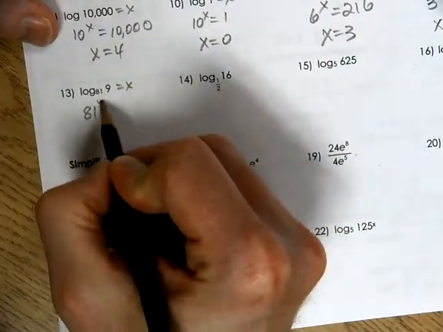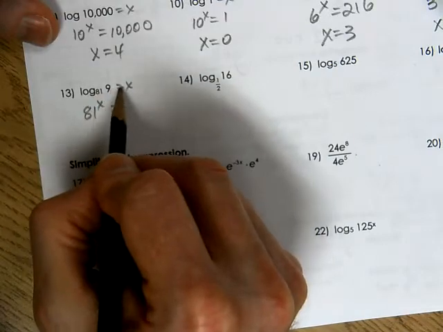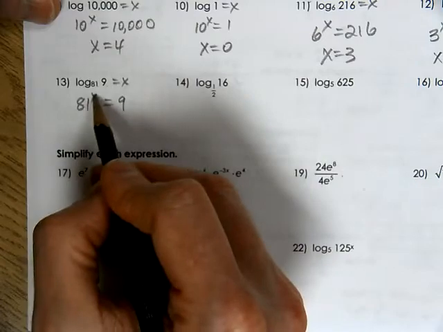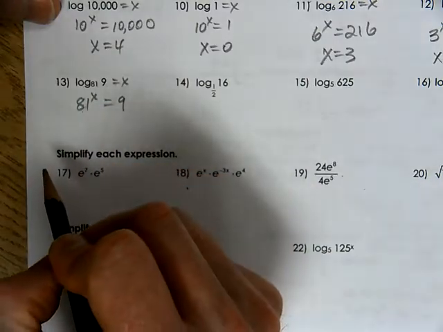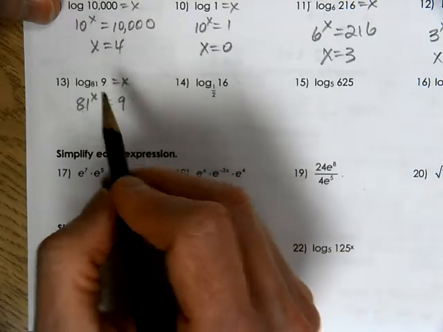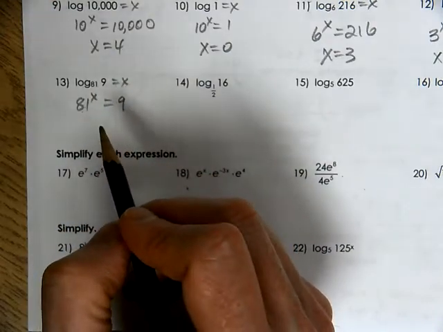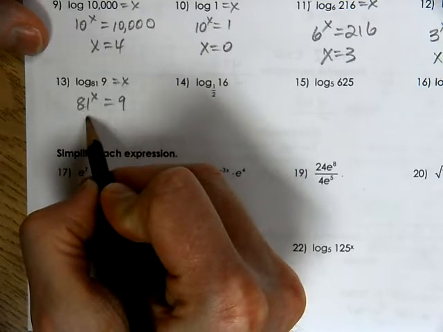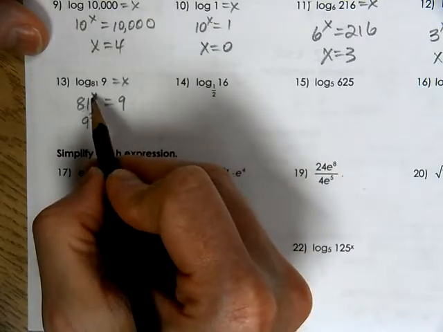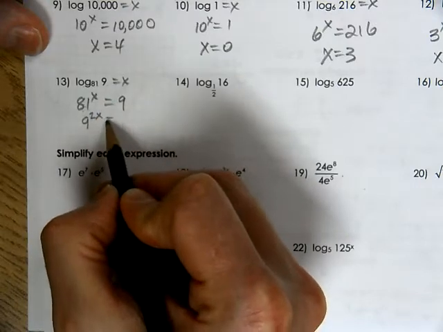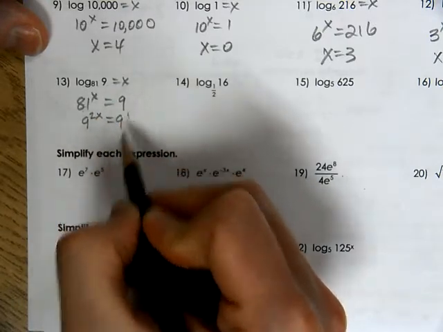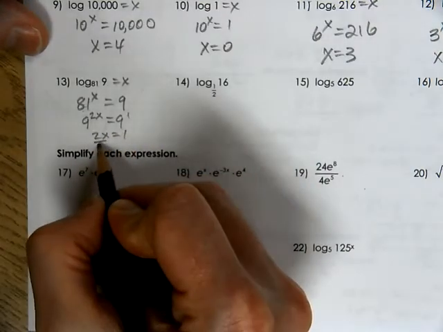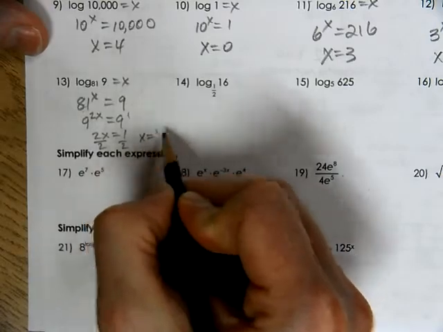This is 81 to the x power equals 9. Remember, a logarithm equals the exponent. So if I could take the square root of 81, I would get 9. So the value would have to be a half. That's one way to do it. The other way to do it is to think about 9 squared to the x power has to equal 9 to the 1st power. So 2x has to equal 1. And when you divide by 2, you get x equaling a half.